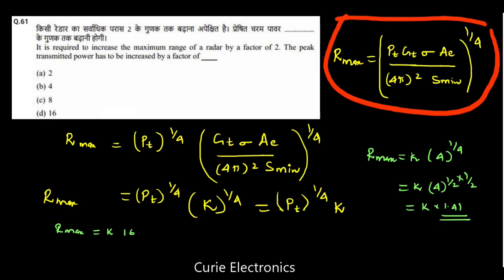16 times power PT equal to 16. I am taking, and instead of 1 by 4 I will write it as 1 by 2. So 2 times, I will take the square root. So K square root of 16 equal to 4. So again I will take the square root. So I will get 2K. So K we are not worried. So now the range has doubled. Range has doubled. So the answer is option D is the right answer.